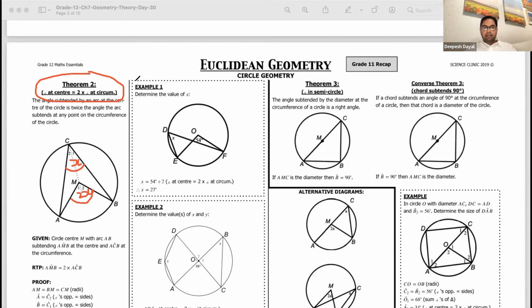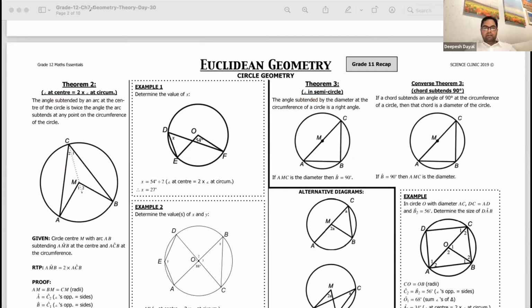Okay, and then theorem 3, angle in semicircle. So we know if we've got a line that goes through the center, the diameter, the angle in the semicircle will be 90. So that's theorem 2 and theorem 3. I hope you've written those down. So we've got 3 theorems so far.